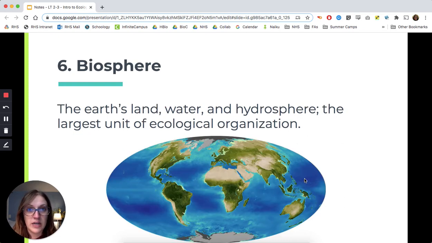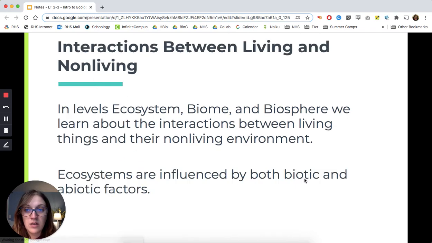And last but not least is biosphere. Again, sphere, we're talking about circle, so the Earth, and this is the Earth's land, water, and hydrosphere, the largest unit of ecological organization. Interactions between living and non-living. In the levels of ecosystem, biome, and biosphere, we learn about the interactions between living things and their non-living environment. Ecosystems are influenced by both biotic and abiotic factors.